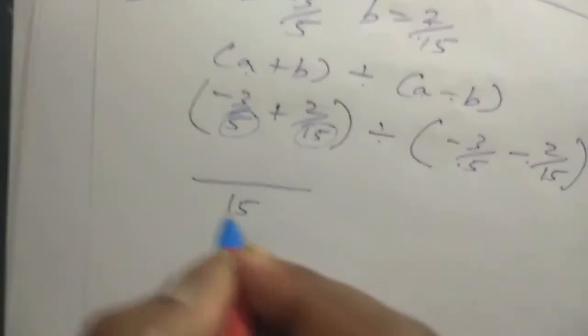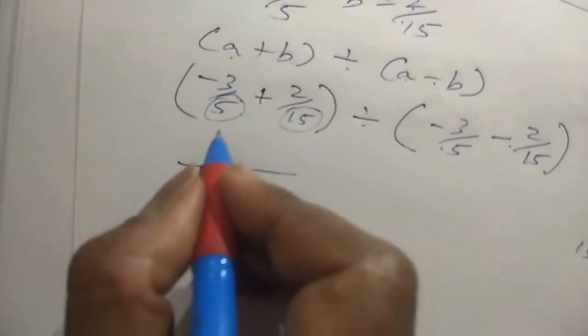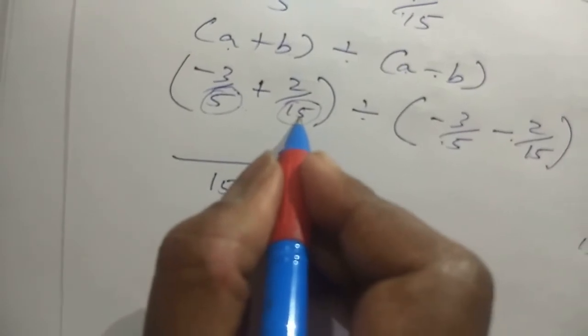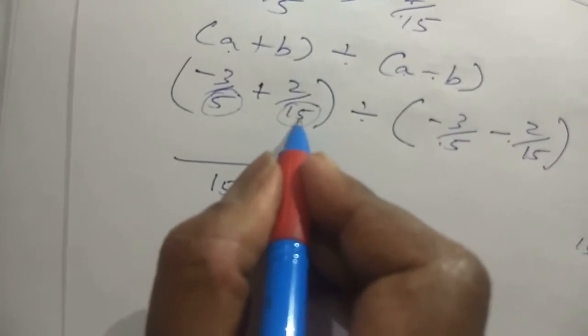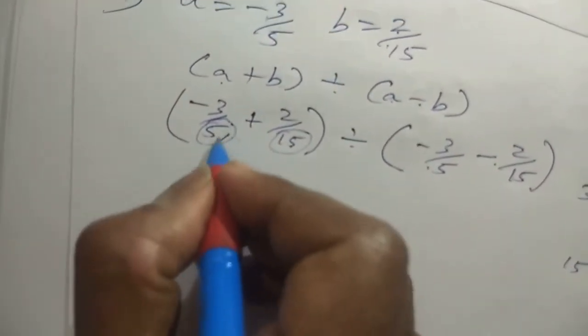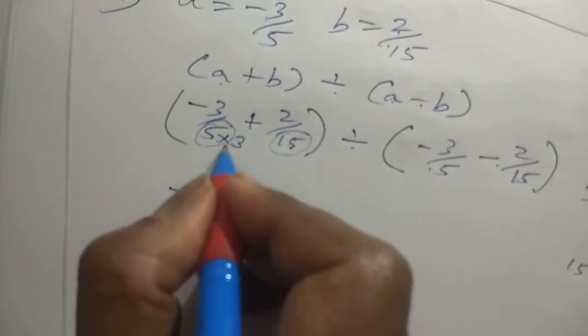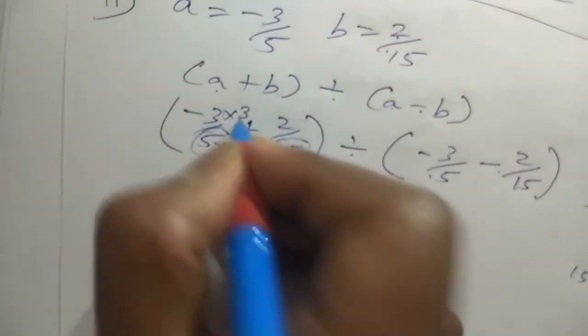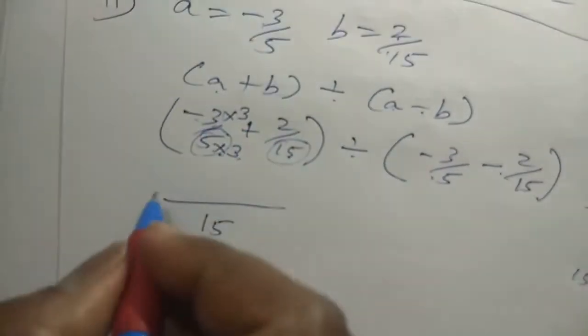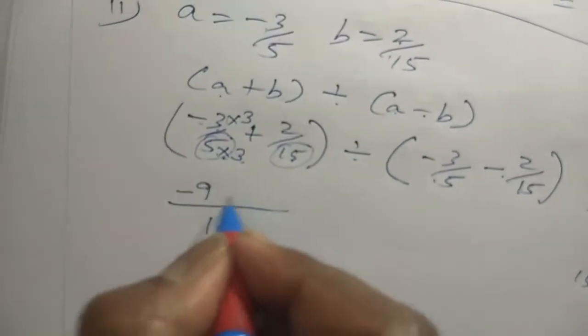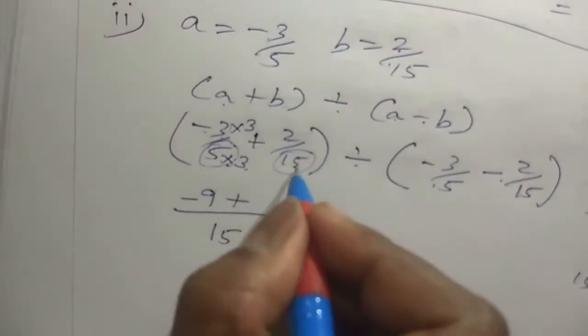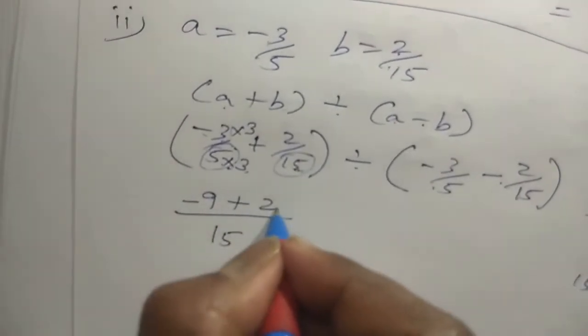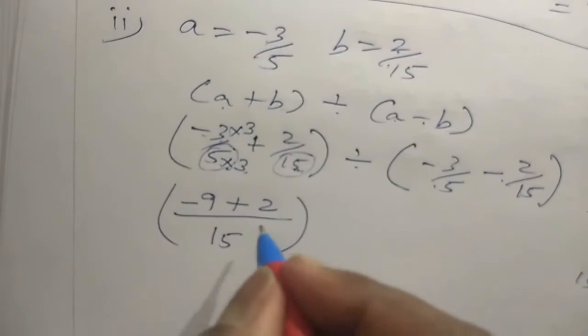So I go with the first bracket. It is 15. Here it is already 15, so do not multiply anything inside. Here you have to multiply, 5 threes are 15. Since we are multiplying the denominator, we have to multiply the numerator also. So minus 3 into 3 is equal to minus 9. Here it is unchanged because we already have 15, so it is 2. So the first bracket is somewhat over.